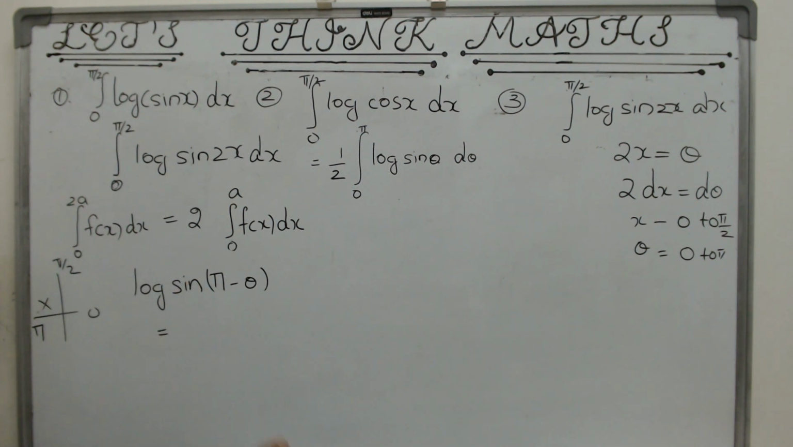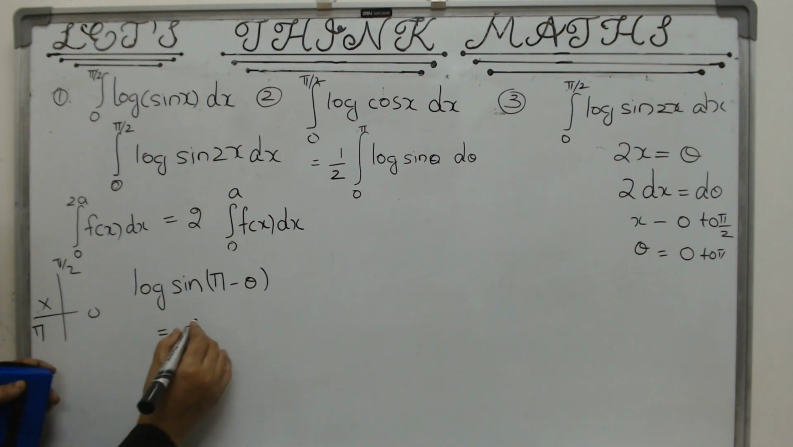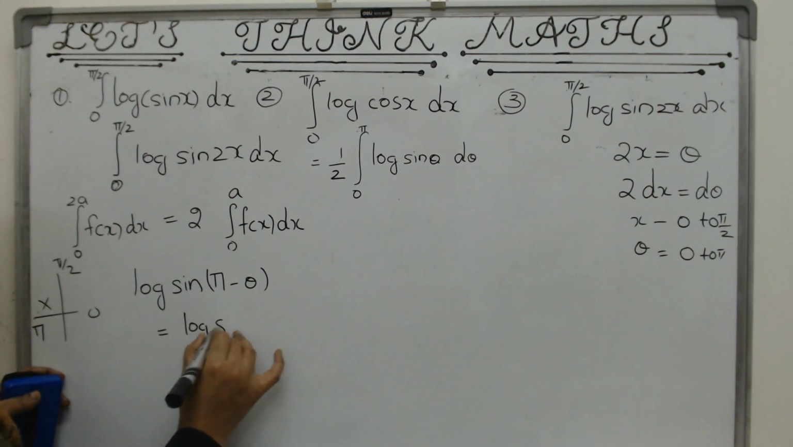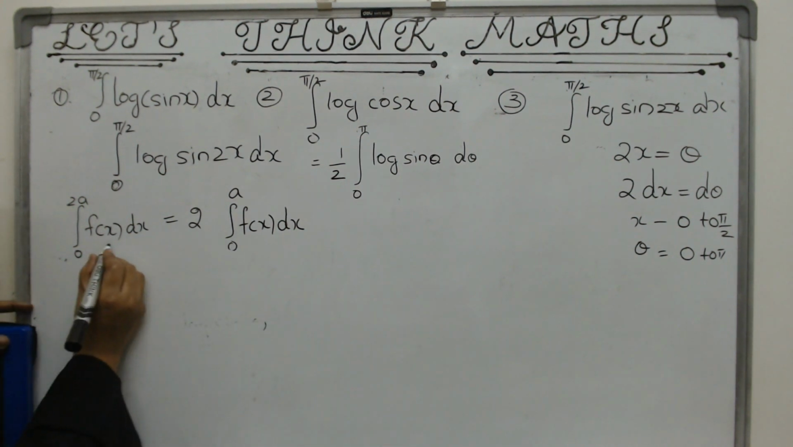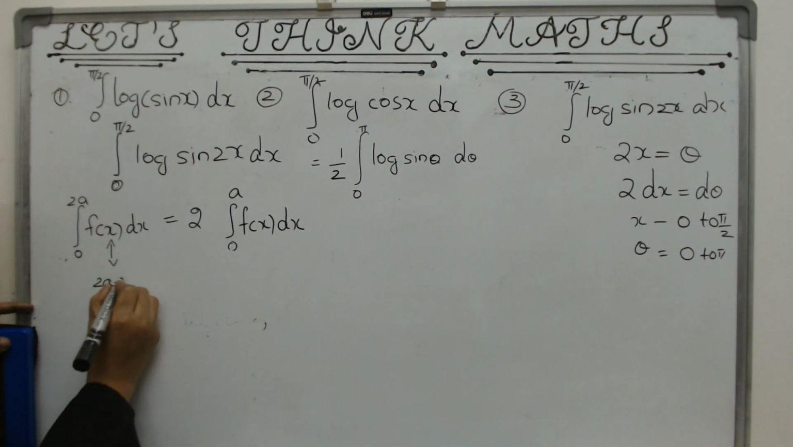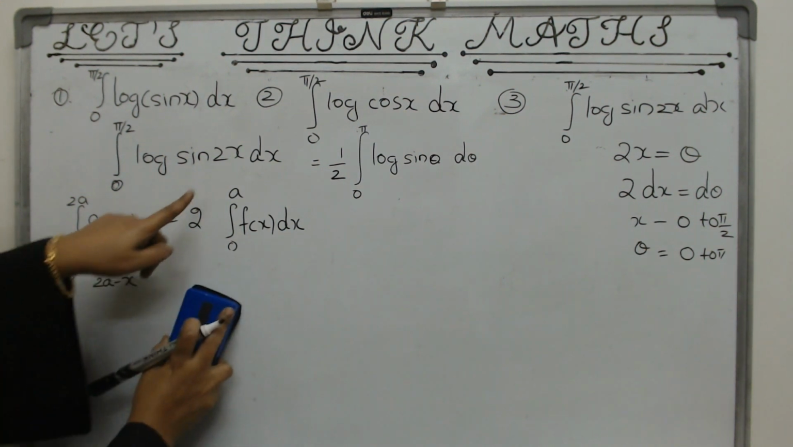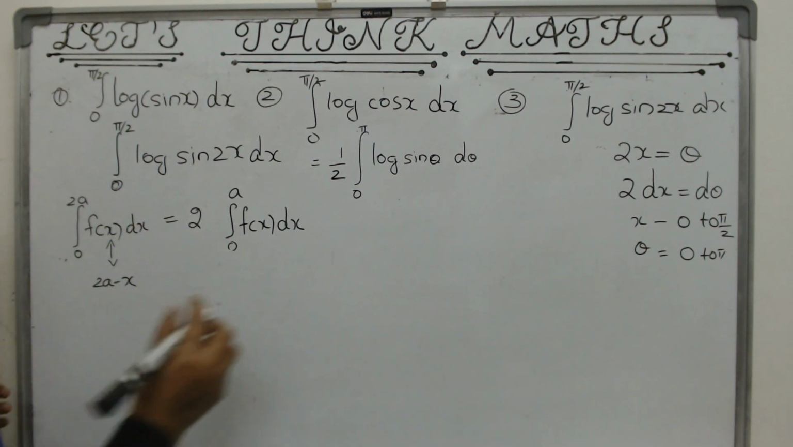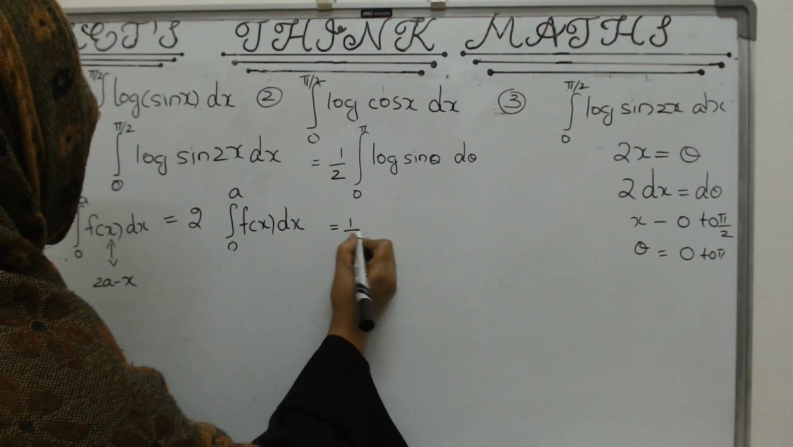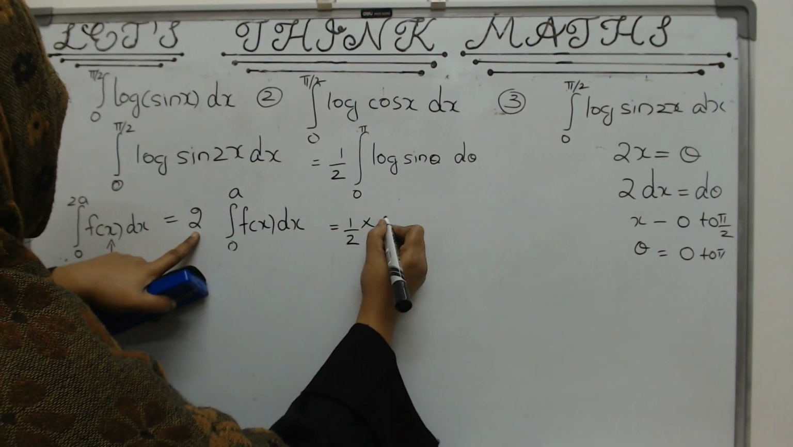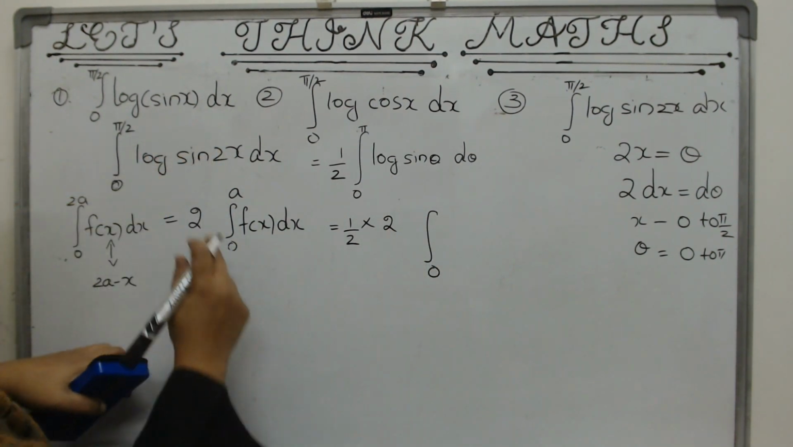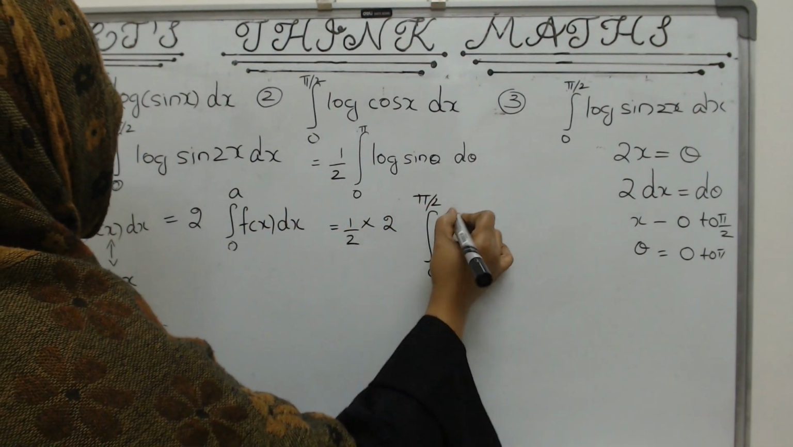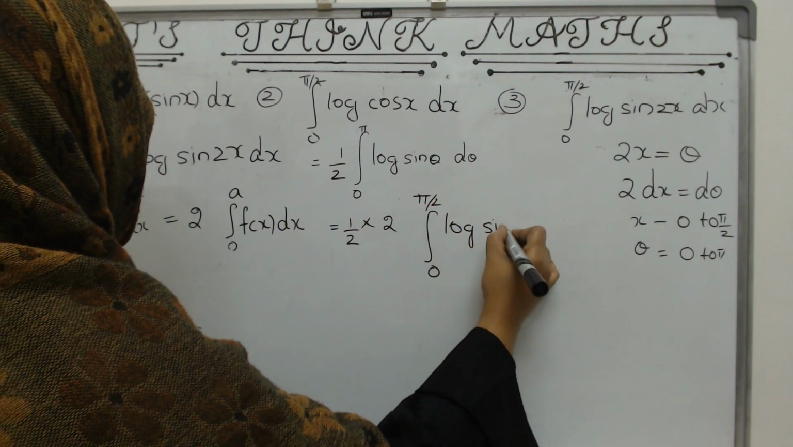But at the same time, if you have pi by 2, 3 pi by 2, sine becomes cos, tan becomes cot, etc. So now here you get log sine theta. Or in other words, instead of x, you can substitute it with 2a minus x, then you can get this, and it is possible. We have learned that. Now what do you do? 2, right? Into 2, 0 to a. If 2a is pi, then a is pi by 2, log sin theta d theta.